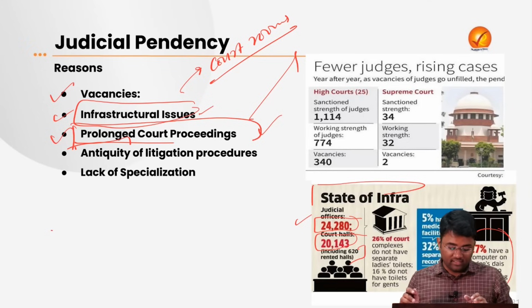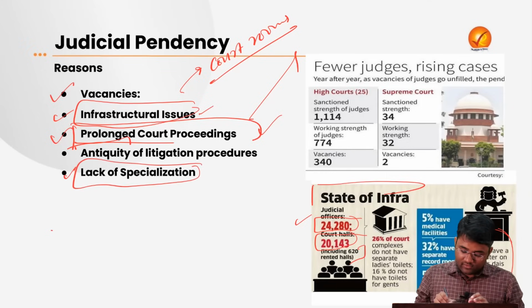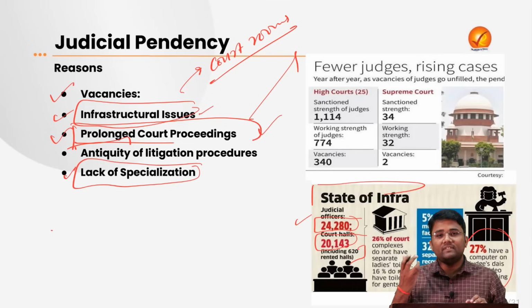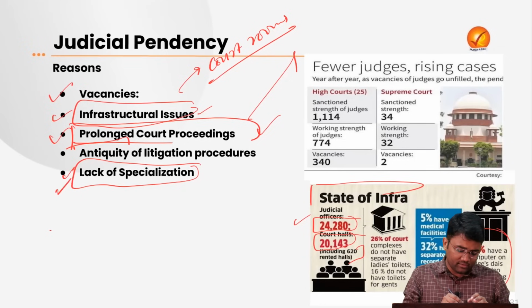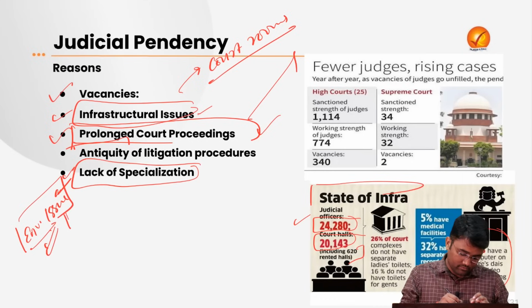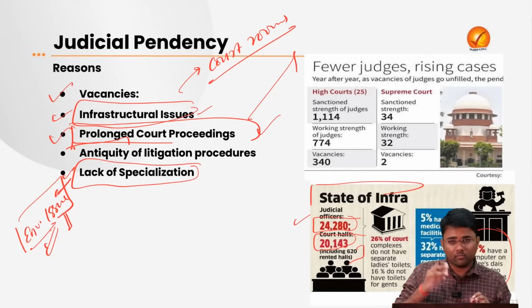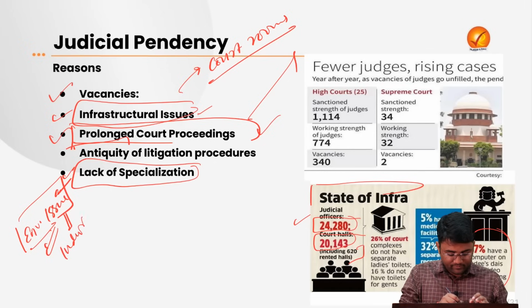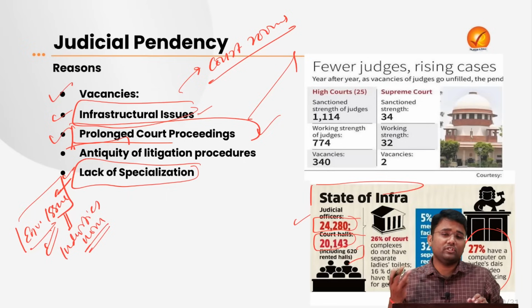Then the lack of specialization. We know, for example, if there is a case related to the NGT, the National Green Tribunal, it is more about environmental issues. It may need some specialization, where the violation of a particular industry's norms, the violation of environmental rules and laws, may need some specialized studies by the higher courts to study that particular case.